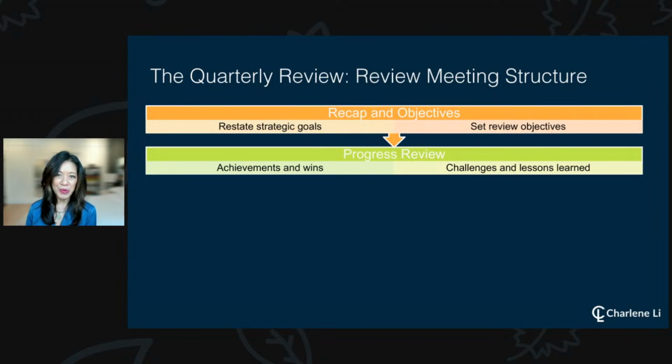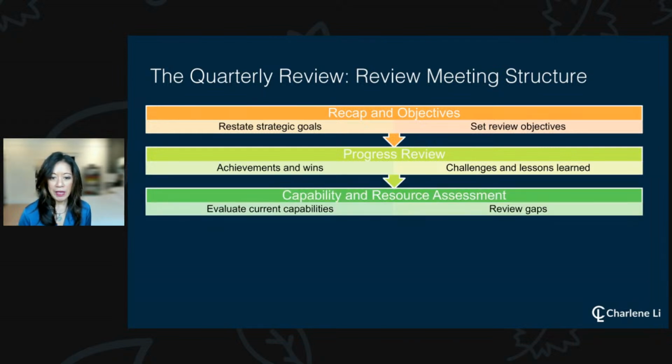Where have we won? What are the great things that we've done? And what are the challenges that we face? What are the lessons we've learned? And then we're looking at the capabilities also, saying, are we where we need to be with our current capabilities? And we look at those gaps and say, what do we have to close? What are the new things that we've discovered and learned?